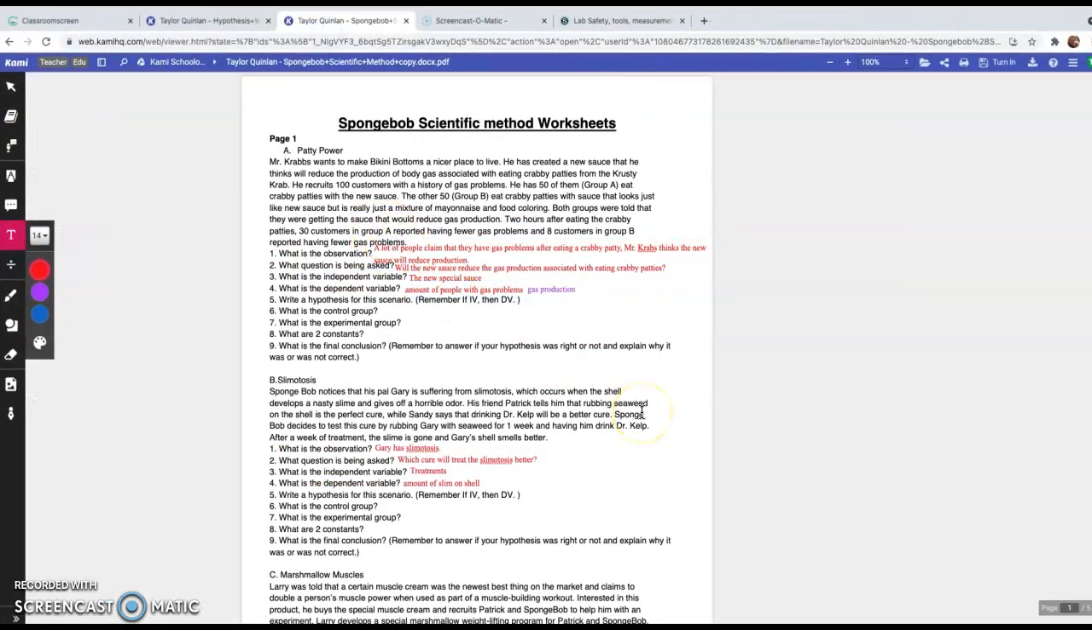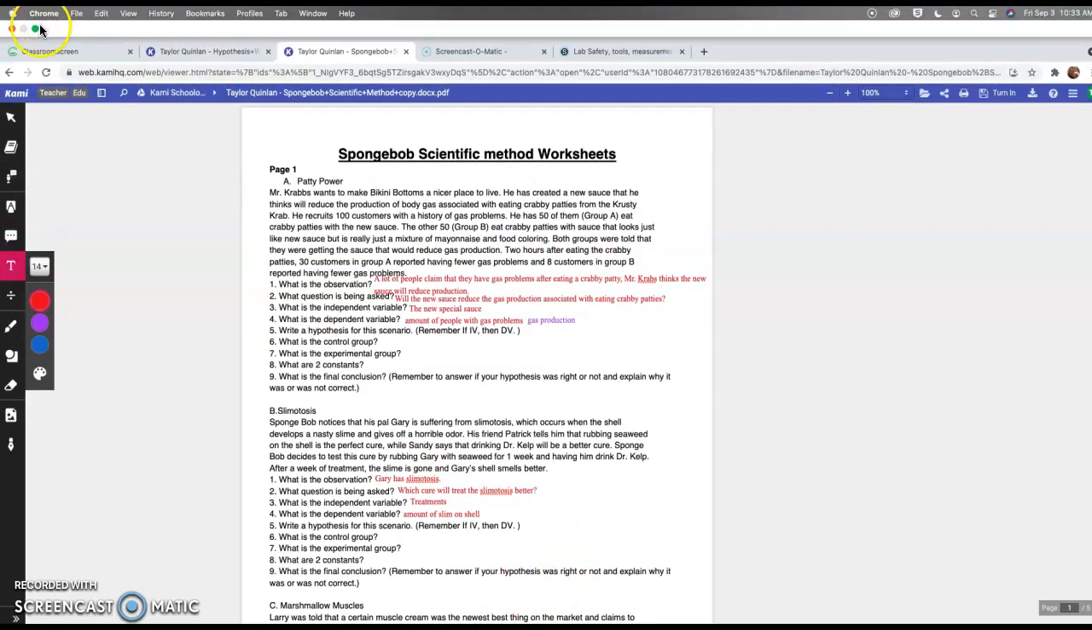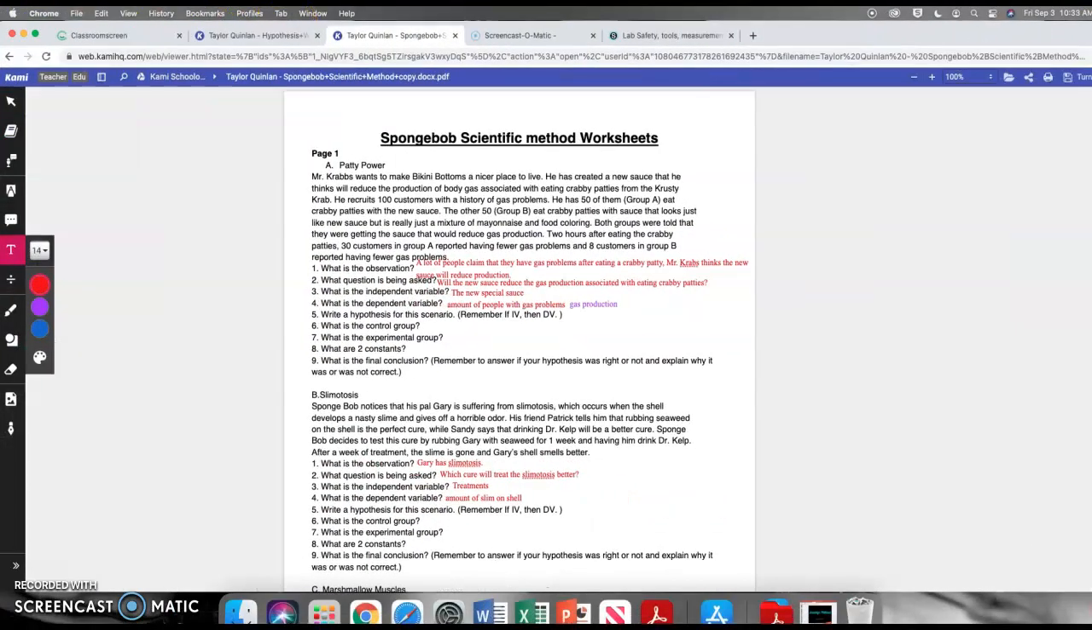So this is part three of the SpongeBob Scientific Method worksheet. We've answered numbers 1 through 5 on all of them. Now we're going to do numbers 6, 7, 8, and 9 on each section or each scenario.